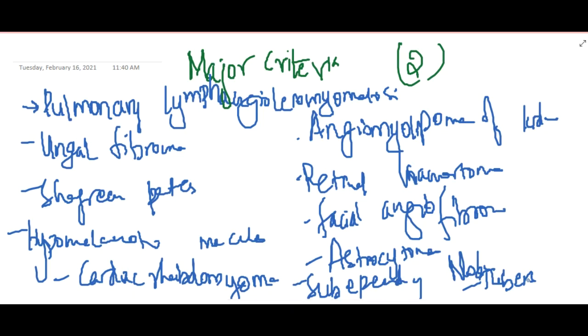So among all these criteria, if at least 2 criteria are positive, then we can call it tuberous sclerosis. So the criteria are pulmonary lymphangioleiomyomatosis, ungual fibroma, Shagreen patches, hypomelanotic macules, cardiac rhabdomyoma, angiomyolipoma of the kidney, retinal hamartoma, facial angiofibroma, giant cell astrocytoma, subependymal nodules, and cortical tubers.